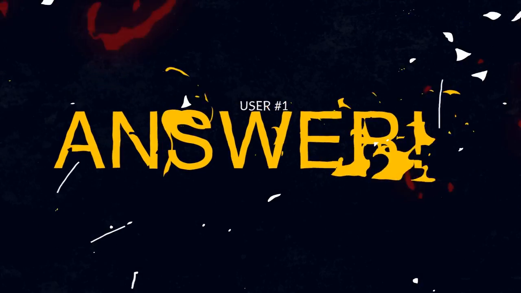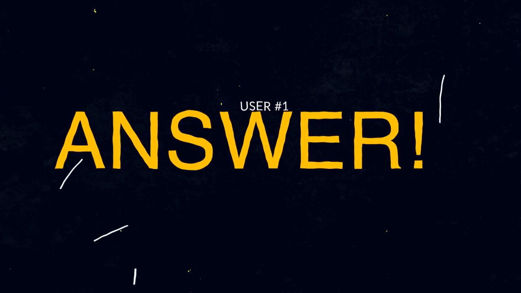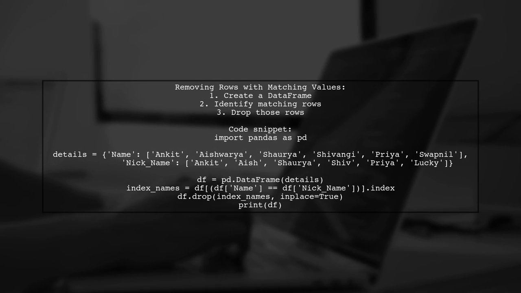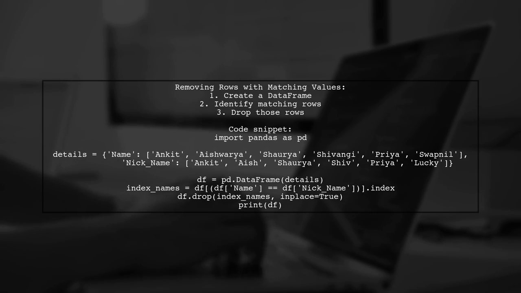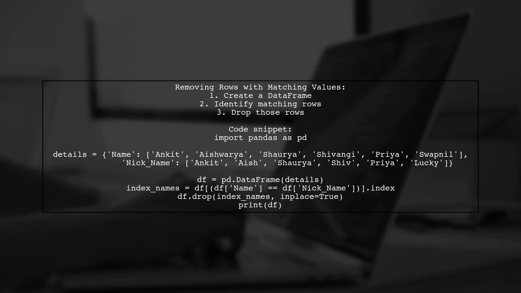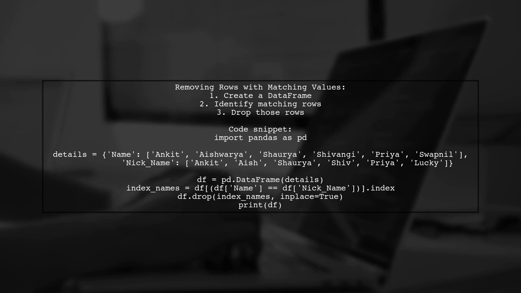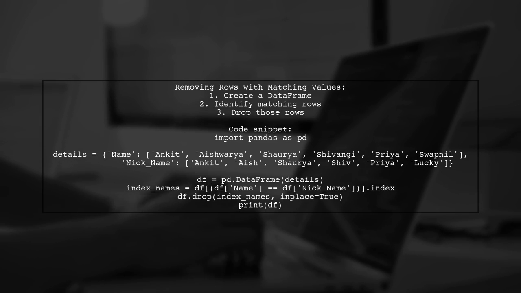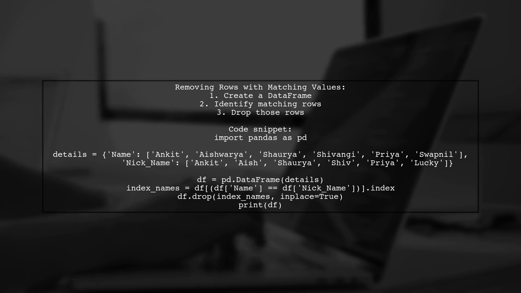Let's now look at a user-suggested answer. To remove rows where two columns have the same values in a Pandas data frame, you can use a simple method. First, create your data frame with the desired data. Then, identify the index of the rows where the values in the two columns match. Finally, drop those rows from the data frame.